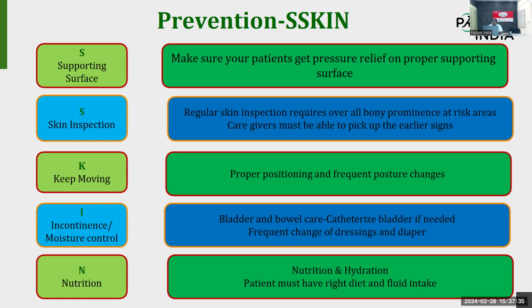And the next one is nutrition. Nutrition and hydration are very important because in pressure ulcer patients the healing is very slow. So you have to supply a protein rich diet. You have to convey to them to take a protein rich diet, and fluid intake also you have to improve. Like that you have to inspect the patient.